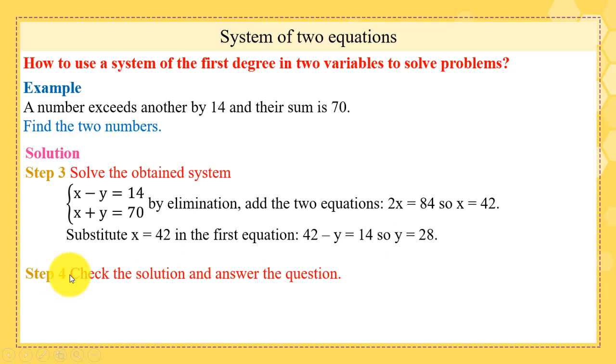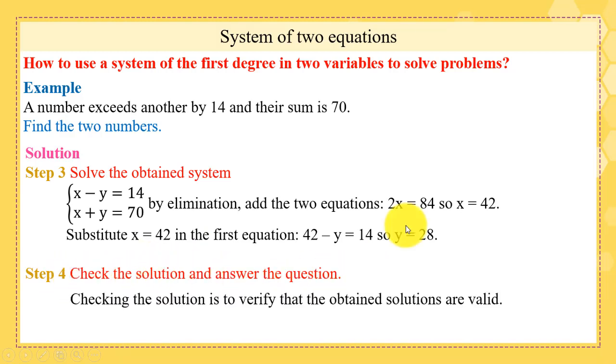In step 4, check the solution and answer the question. Checking the solution is to verify that the obtained solutions are valid. And answering the question, the first number is 42 and the second is 28.